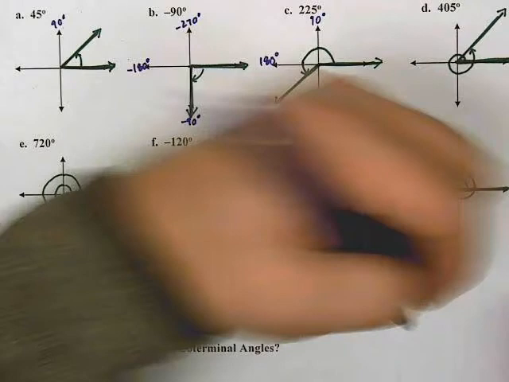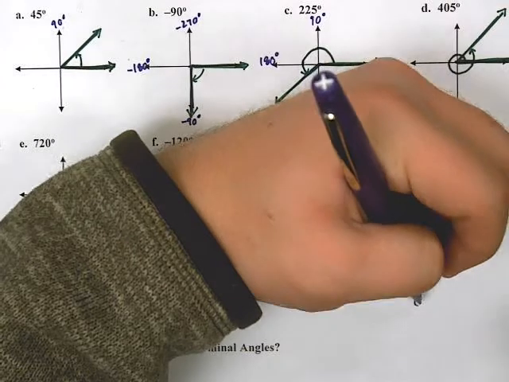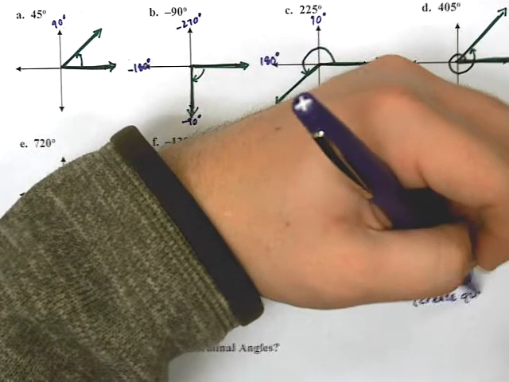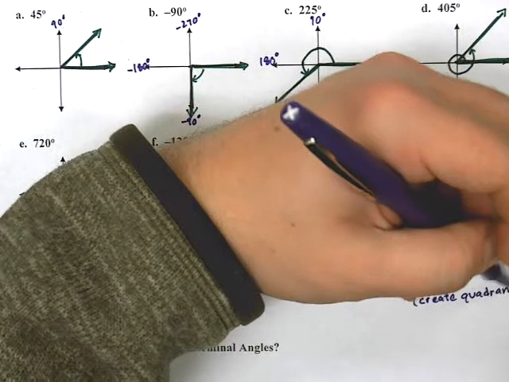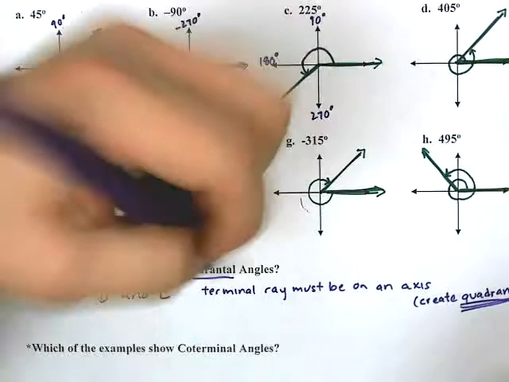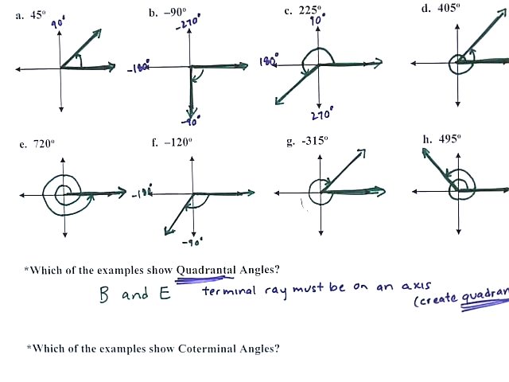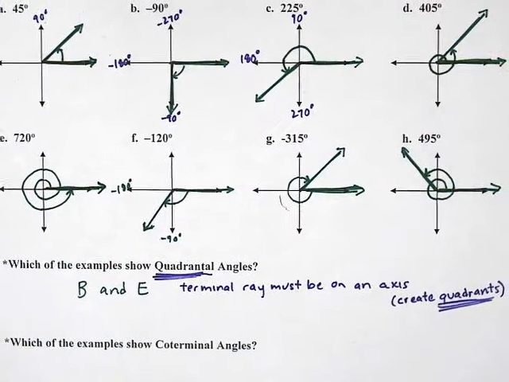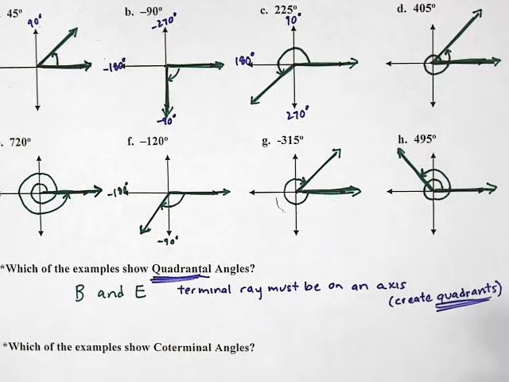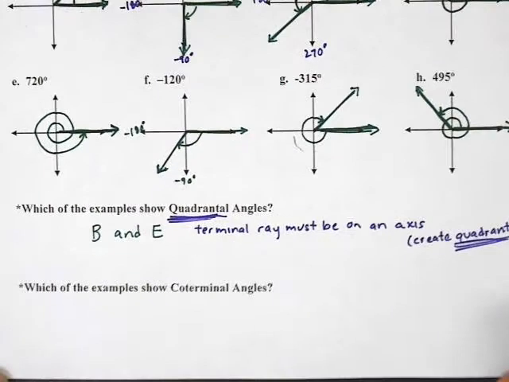And why is that? Well, because the axes create the quadrants. Okay? So that is one thing that you can use to kind of help you remember. Quadrantal angles are when the terminal ray is on an axis. All right, which of the examples show coterminal angles?